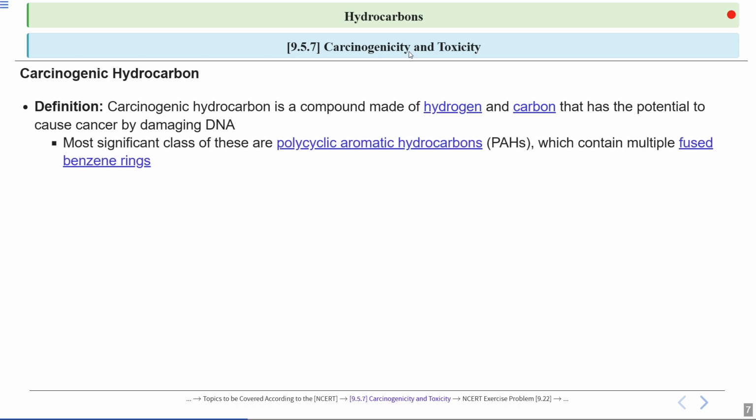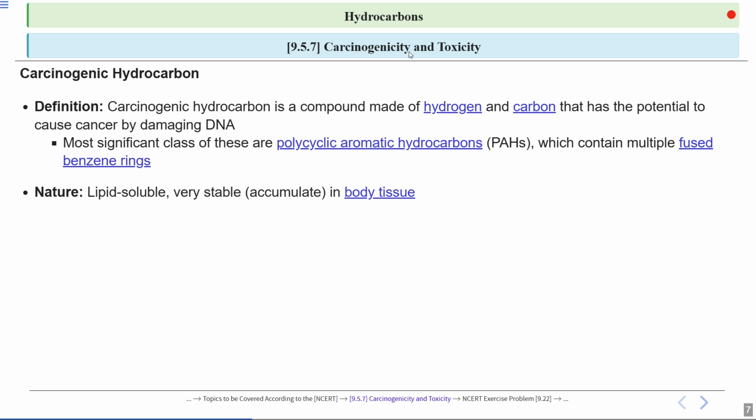The most significant group of carcinogenic hydrocarbons is called polycyclic aromatic hydrocarbons, or PAHs. These molecules have several benzene rings fused together, making them especially stable and reactive in the body. The structure of these rings plays a vital role in their harmful effects.